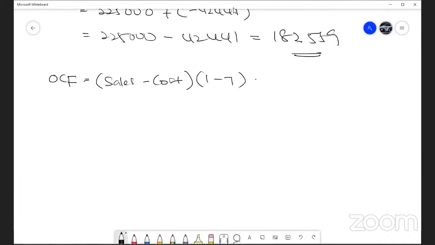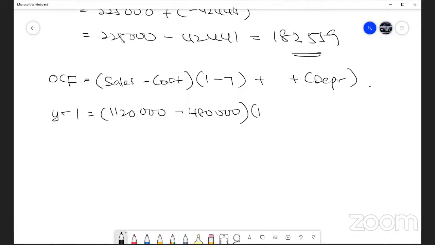1 minus tax plus your tax depreciation. You can use this to do one by one on the cash flow on year 1, 2, 3. So basically, year 1 OCF, the sales is 1,120,000 minus your cost of 480,000 times 1 minus 0.35 plus 0.35 multiplied by your new depreciation.